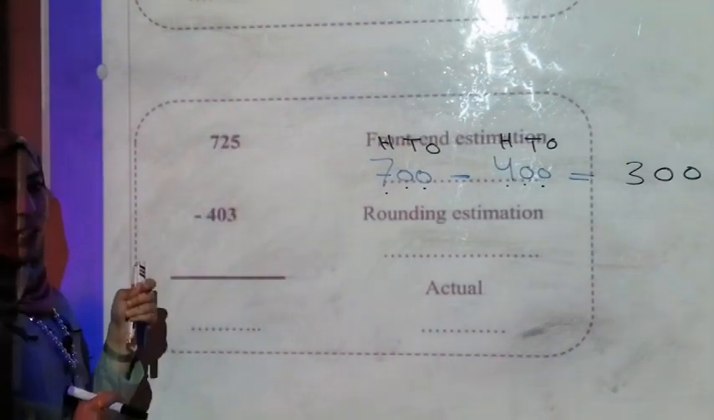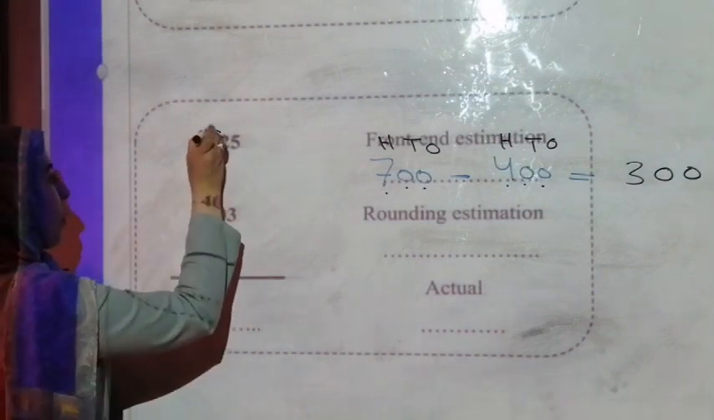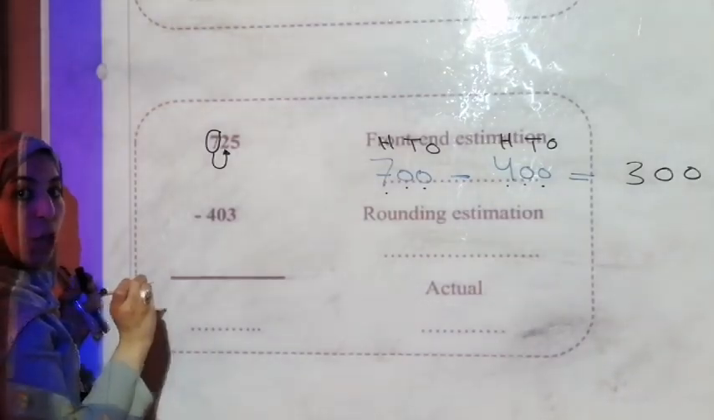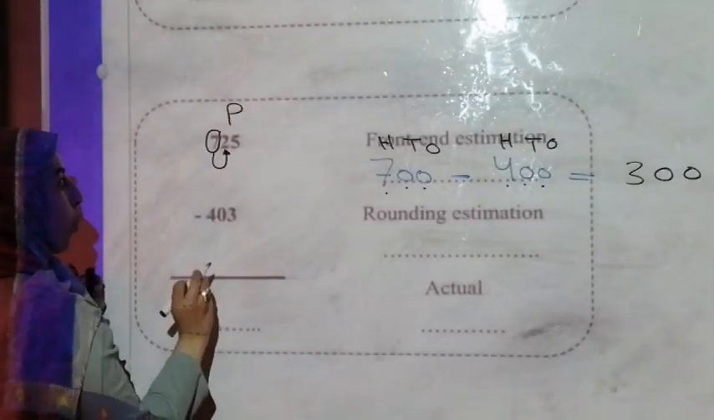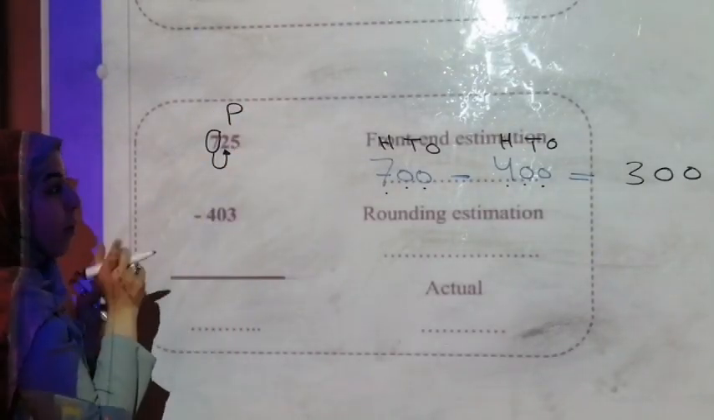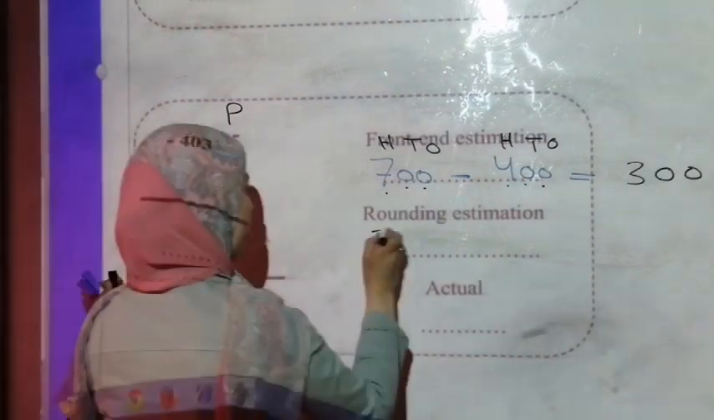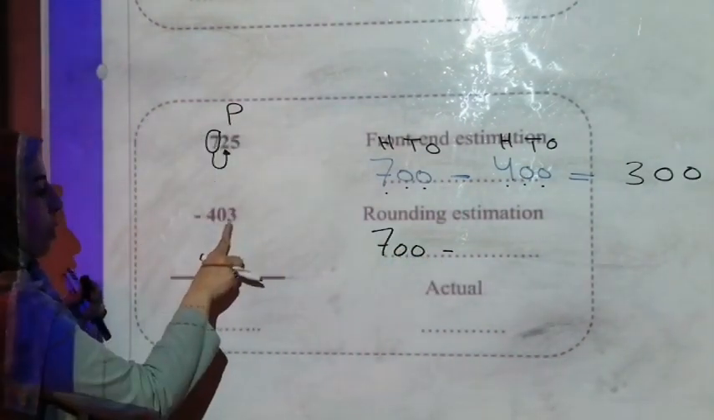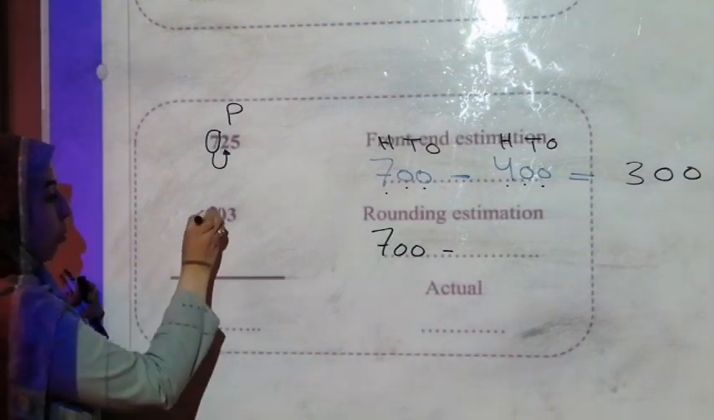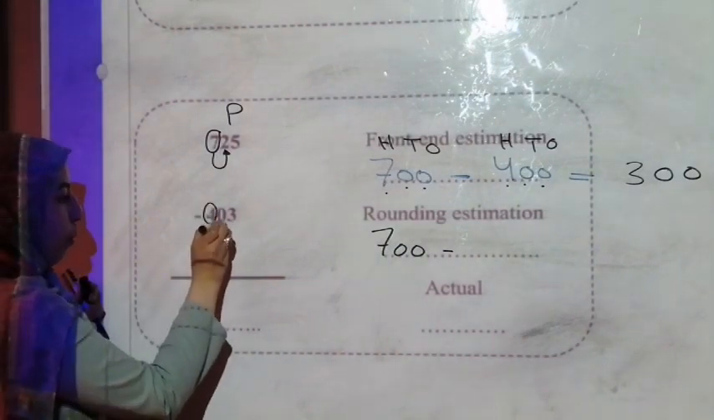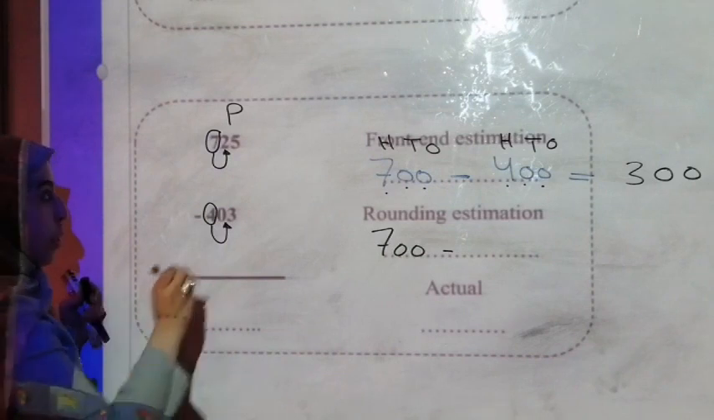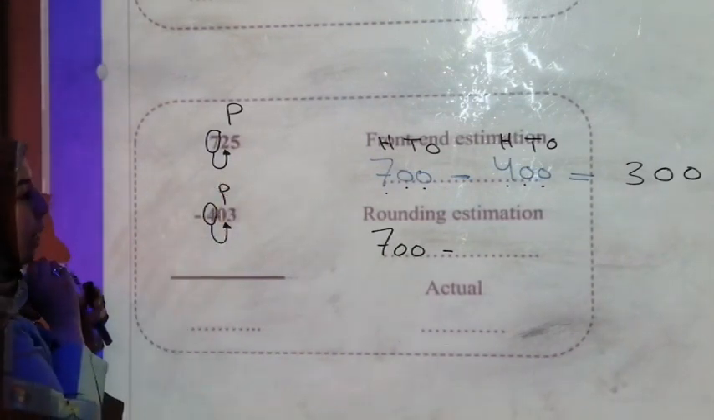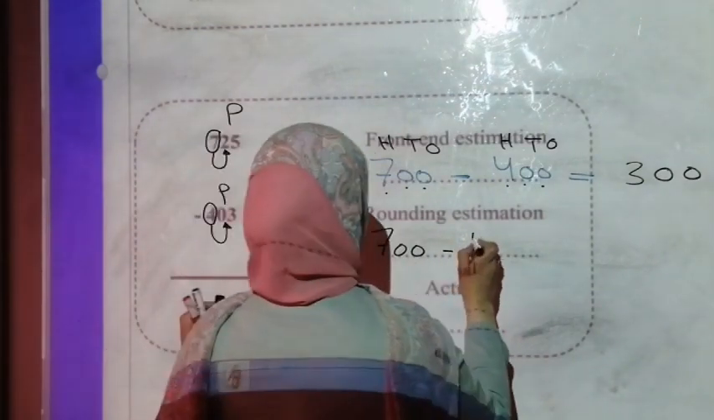Round this number to the nearest hundred. So circle around the hundreds. Look at the digit before hundreds. 2 in tens. 2 is poor. So 725 rounds down to 700. Ones, tens, hundreds. Circle around hundreds and look at the digit before hundreds. 0 in tens. 0 is poor. So 403 rounds down to 400.